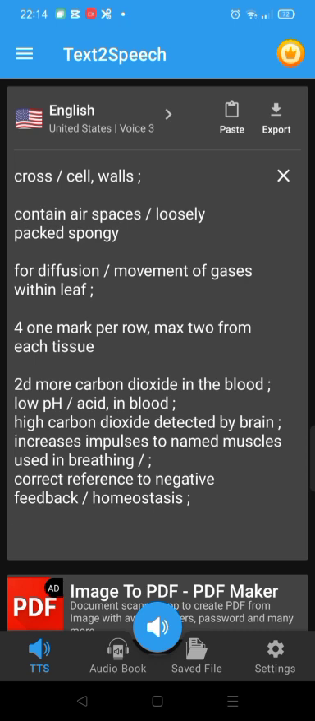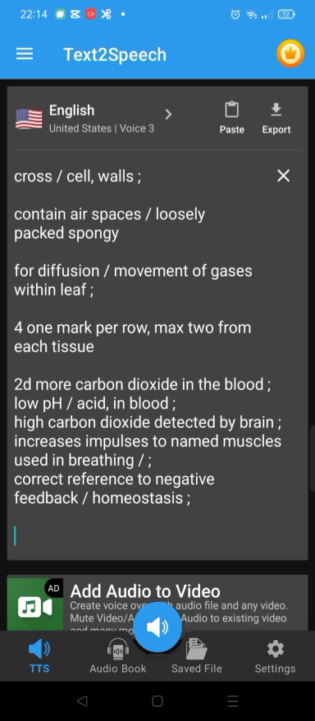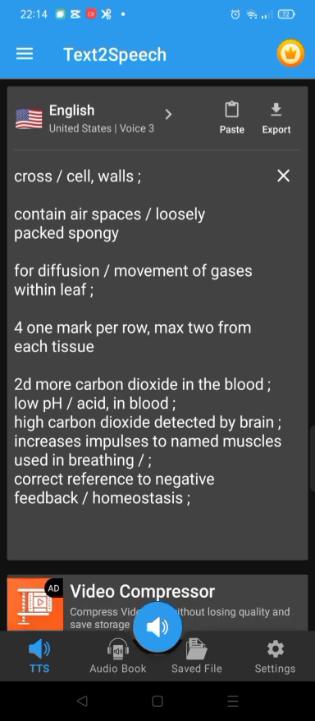3. 3 from: Air becomes very dry. Reference to increasing the diffusion gradient for water vapor from the air spaces in the leaf into the air surrounding the leaf. Increases rate of transpiration. Stomata close. Carbon dioxide cannot enter.